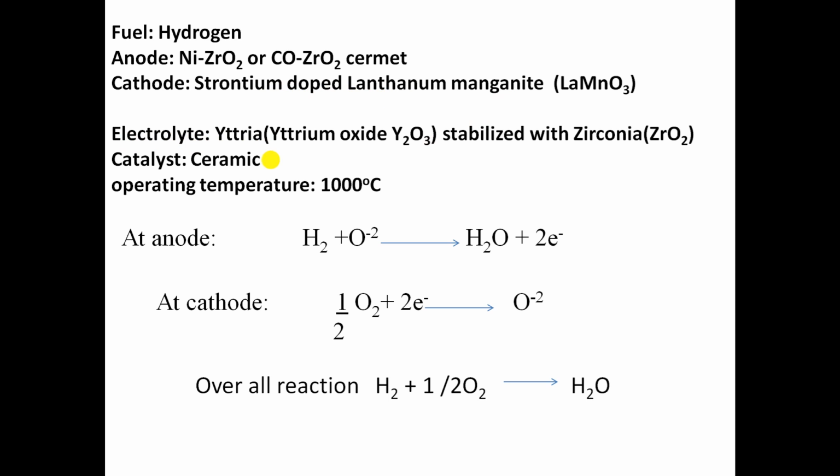The ceramic itself will act as a catalyst for this reaction, and the operating temperature of this fuel cell is 1000 degrees Celsius. At the anode, the oxygen ion produced at the cathode reacts with hydrogen fuel to form water, and it releases 2 electrons. That is, oxidation takes place. At the cathode, oxygen reacts with electrons and produces oxygen ions, and these oxygen ions travel through the electrolyte and reach the anode, and again combine with hydrogen fuel to produce water.